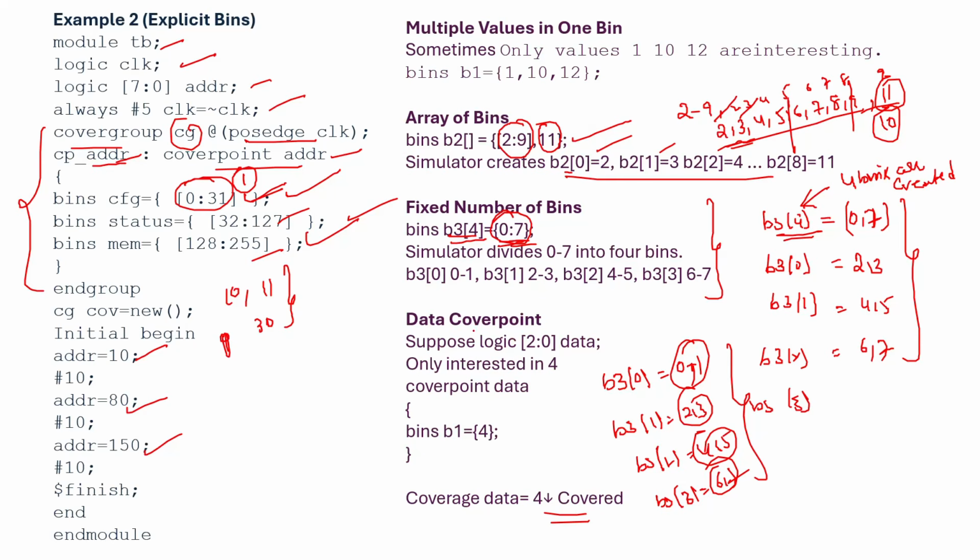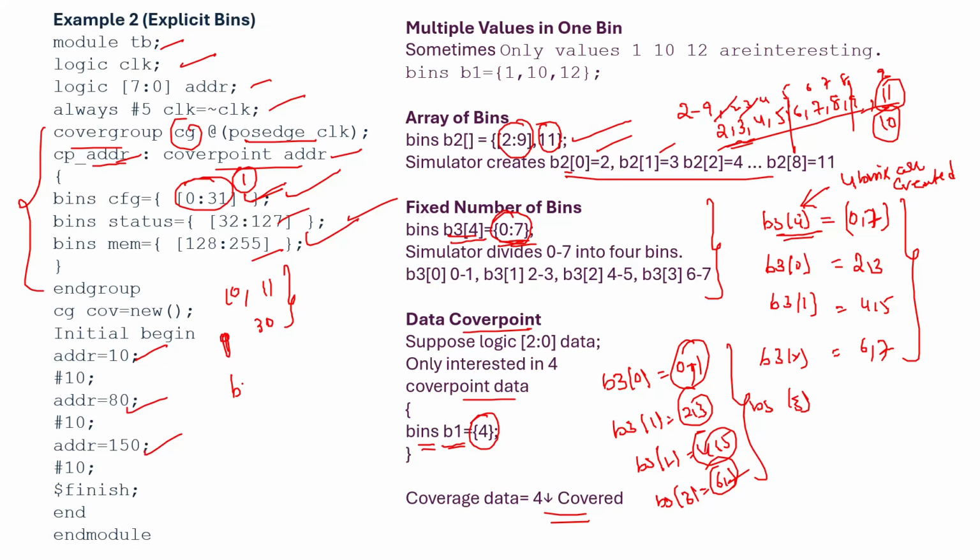Same way, data cover points. What is the data cover point I am writing here? See, bins of 4, then only one bin is created, that is 4. Then if 4 is covered, it will be satisfied. Am I clear? Any doubt?